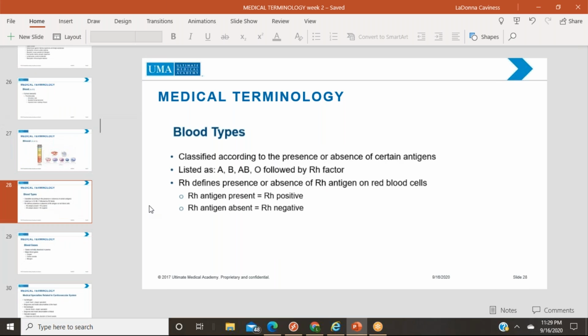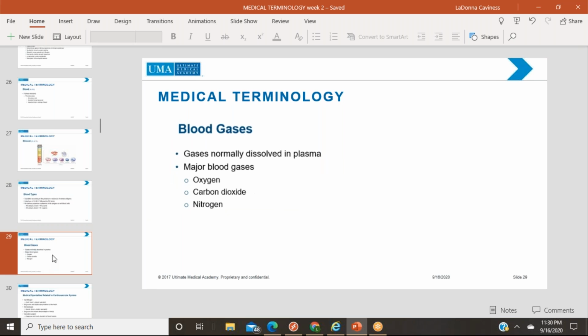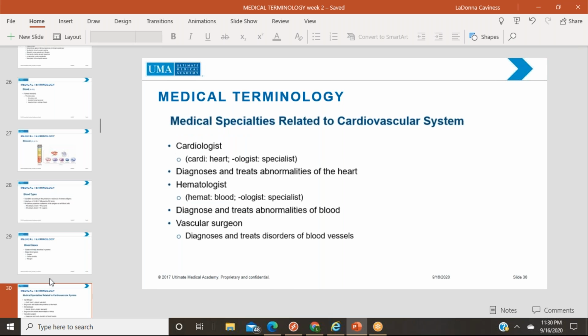Blood types. They're classified according to the presence or absence of certain antigens, listed as A, B, AB, O, followed by the Rh factor. Rh defines the presence or absence of Rh antigens on red blood cells. Rh antigens present in Rh positive, Rh antigens absent in Rh negative. Blood gases. Gases normally dissolved in plasma. Major blood gases: oxygen, carbon dioxide, and nitrogen.